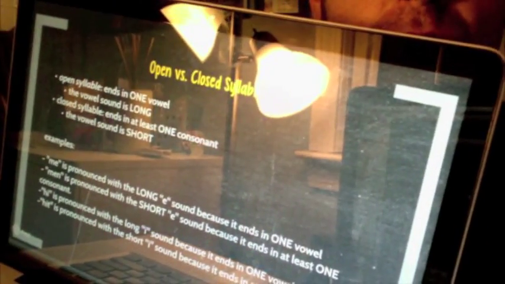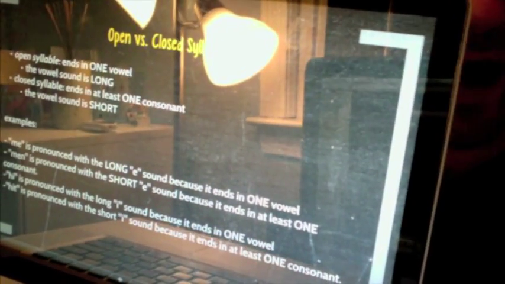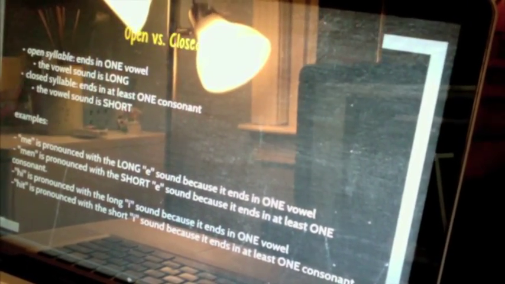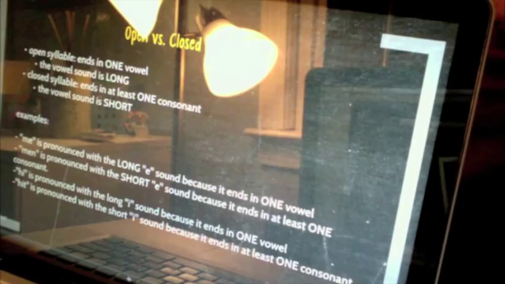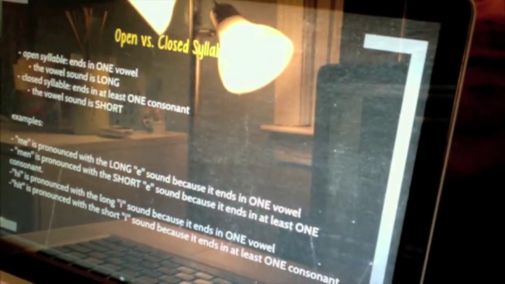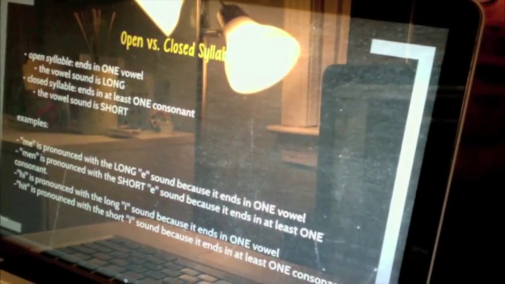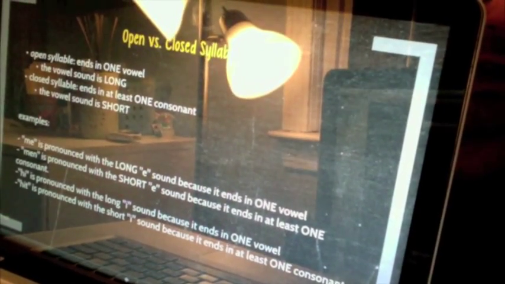Here are some examples. Me is pronounced with a long E sound because it ends in one vowel. Men is pronounced with a short E sound because it ends in at least one consonant. Hi is pronounced with a long I sound because it ends in one vowel. And hit is pronounced with a short I sound because it ends in at least one consonant. So, let's go back and take a look at our grid pattern.